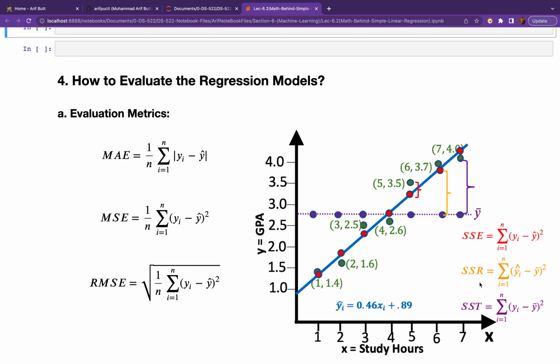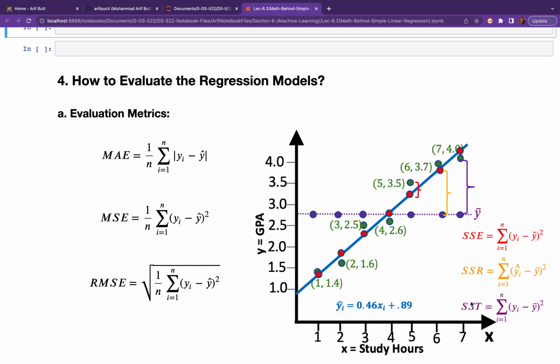The next is SSR, which stands for sum of squares due to regression, and is calculated by the sum of squared distances between the predicted point y hat and its mean, that is y bar. I have shown this distance with the orange curly bracket. You can see that this is the predicted point y hat, and this purple is the corresponding mean, and this distance is known as the sum of squares due to regression.